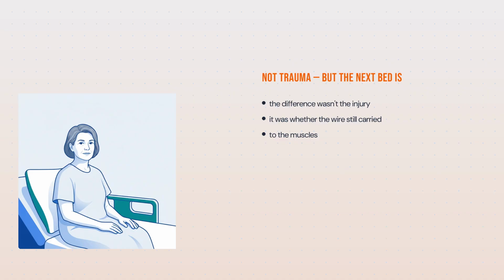Eleanor's story is not a trauma story, but the patient in the next bed is. And when both were stable, the difference between them was not the injury. It was whether the wire itself, the peripheral nerves, could still carry a signal to the muscles. That is a different kind of failure. And it is Chapter 8.